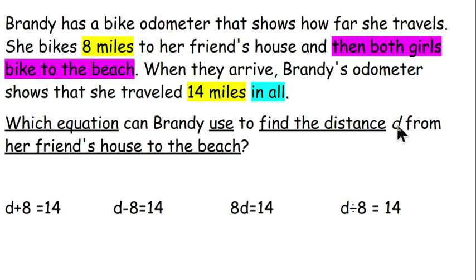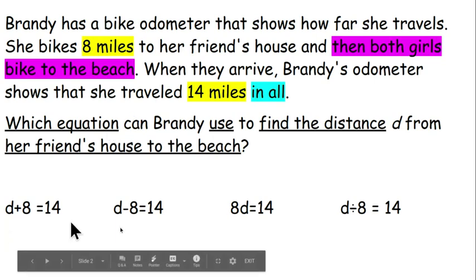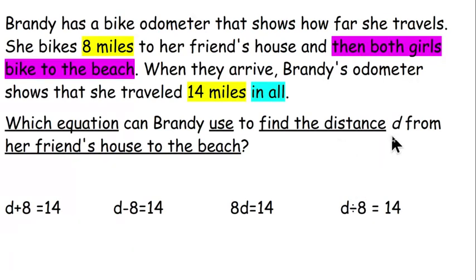And I left off the d. Notice on here though, guys, I don't have my whole question underlined. So I'm looking for the equation. I know it's going to be one of these number sentences. And I'm looking to find the d from her friend's house to the beach, right? And I also just went back. This is an extra one I put: then both girls bike to the beach. So this is going to help me.